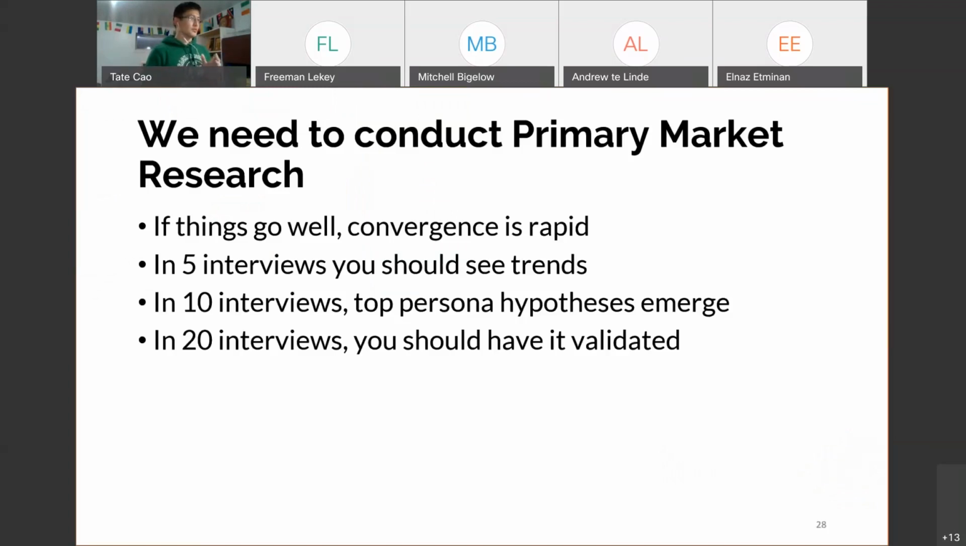If you're doing things right, after five interviews, you start seeing trends. After 10, you can actually make a pretty decent guess. And after 20, you know down to the core you're solving a real problem. And then the repetition will only convince you of that. If you have a slow start, then maybe that means your effort is not as focused. You need to think about it.